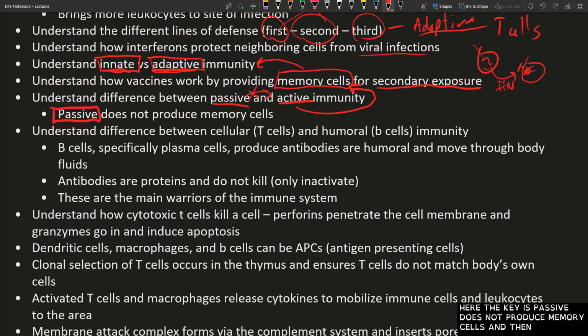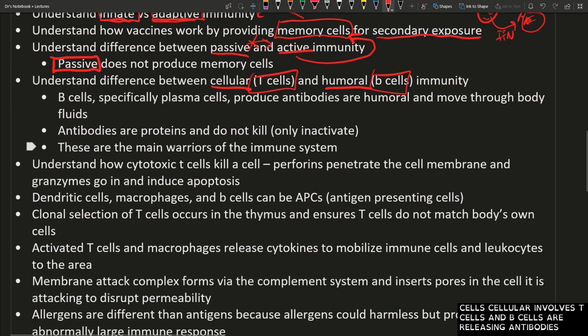And then for breaking down adaptive immunity now, understand the difference between cellular immunity and humoral. Humoral involves B cells, cellular involves T cells. B cells are releasing antibodies. Antibodies, remember, are produced by plasma cells. So this makes them humoral. Humor is a fluid, so these move through the fluid, whereas T cells are specifically attacking cells.